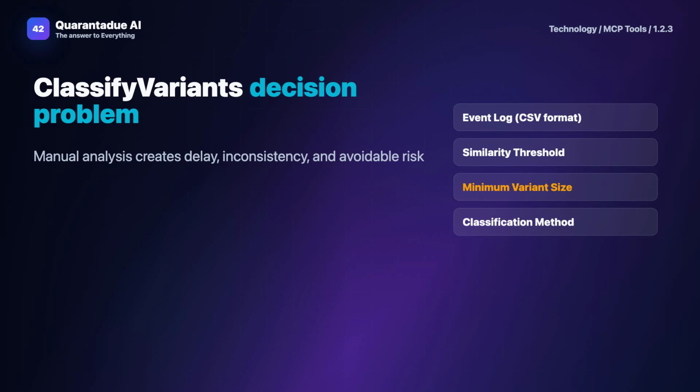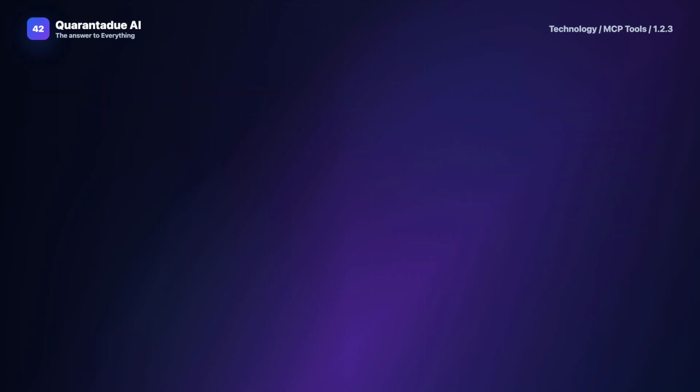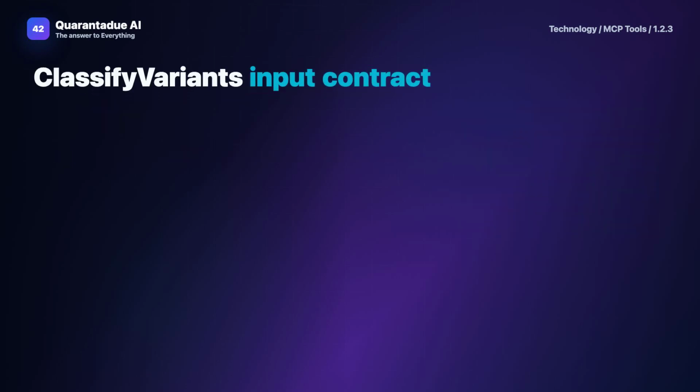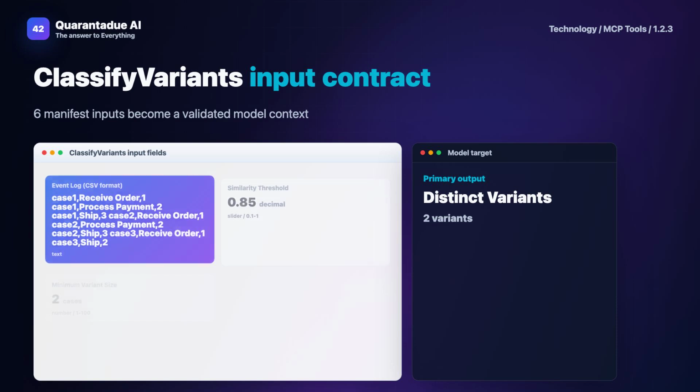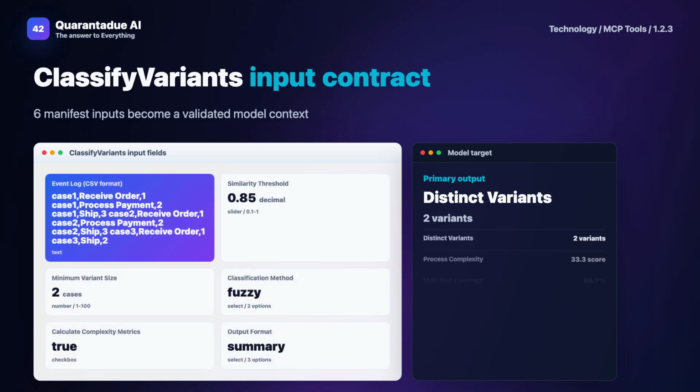Classify variance starts with a defined input contract. Typical inputs include event log, CSV format, similarity threshold, minimum variant size, classification method, and calculate complexity metrics. Keeping these fields explicit reduces ambiguity and makes every run easier to audit.